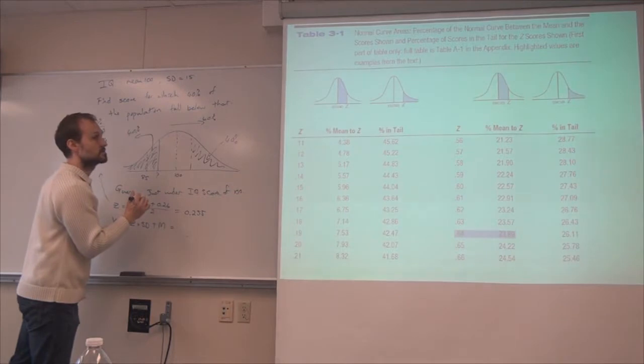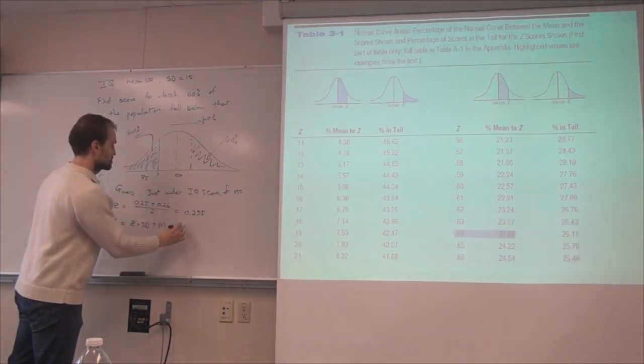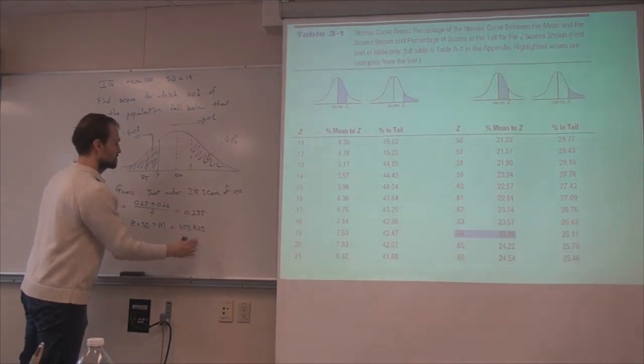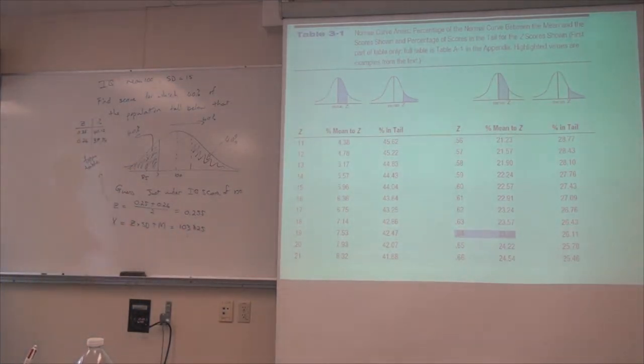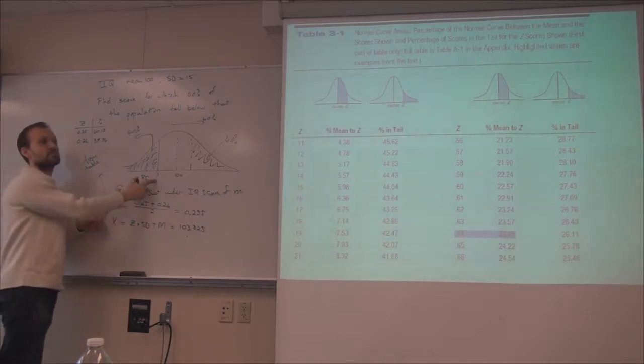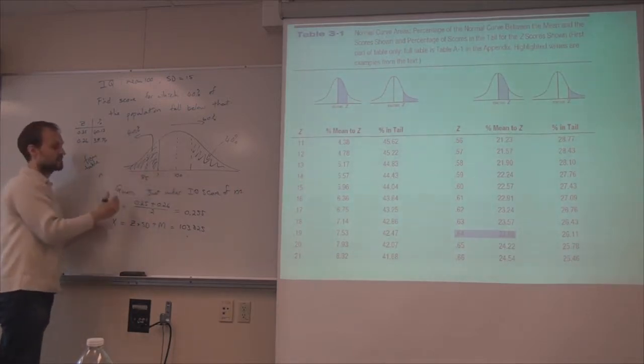Sorry, what? 103.825. Does that seem right? What did we do? You said it's to the left of the mean, so was this actually my z-score? That's the one that comes from the table. What is the one I'm interested in? It's just the negative of that.